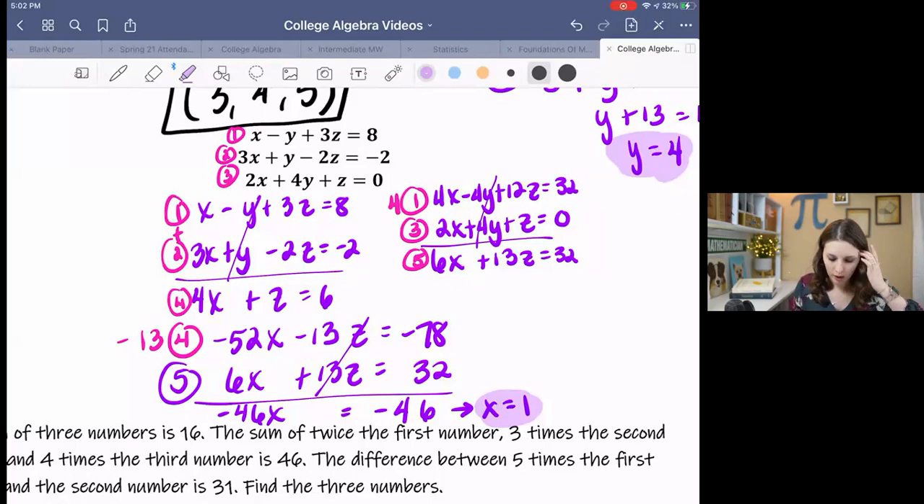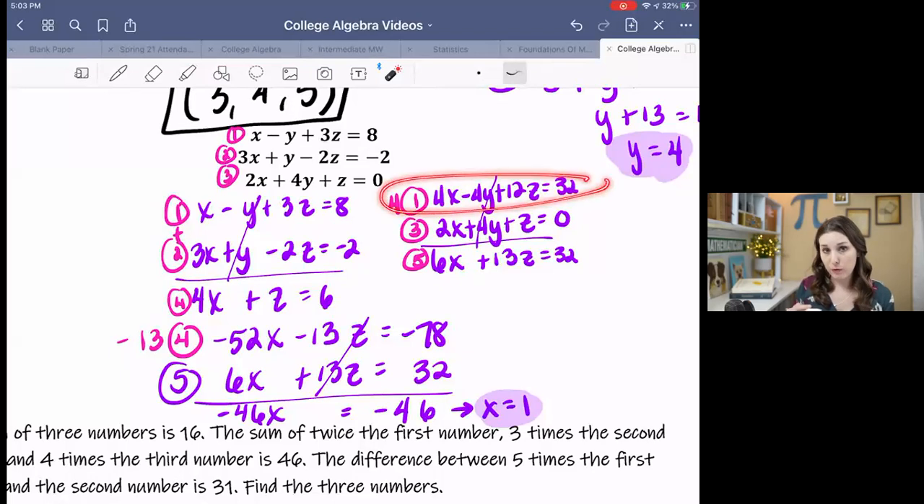where I'm going. What I did first was I chose to eliminate y, and I used the first and the second equations to do it. And I got my equation 4. Now, if you chose something else, that's fine. Don't erase your work yet. And then I used equations 1 and 3 to eliminate y again. I had to multiply the first equation by 4 in order to do that.